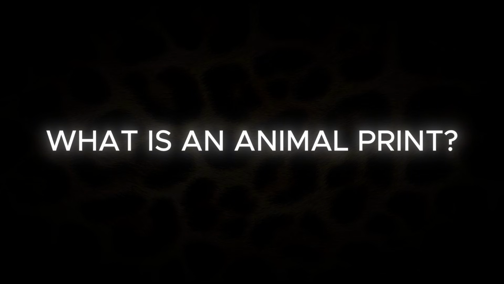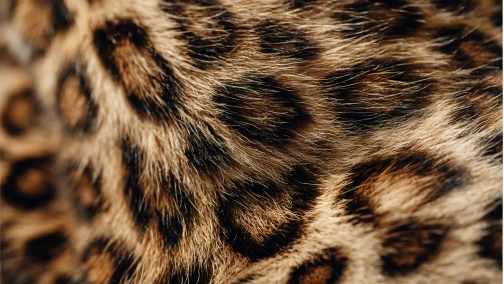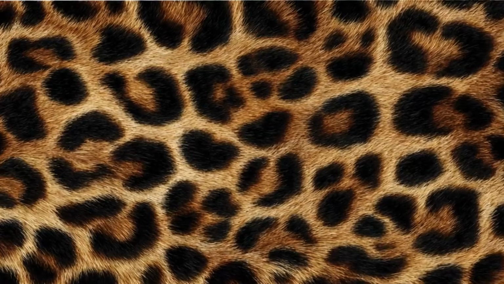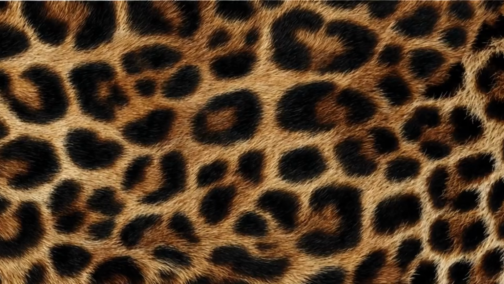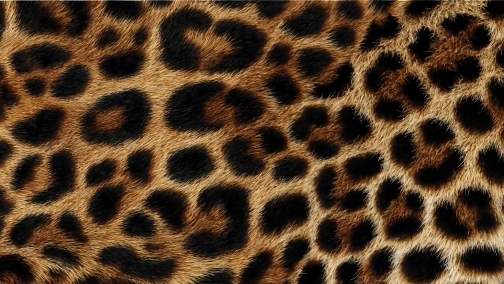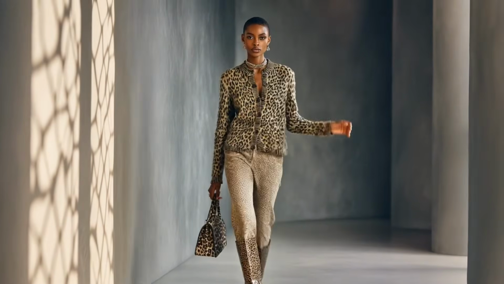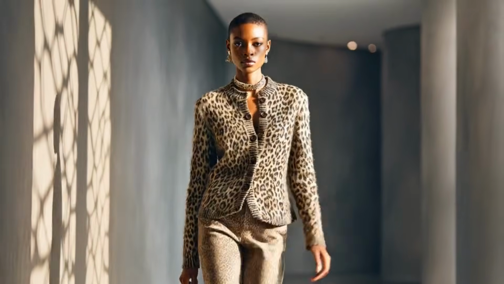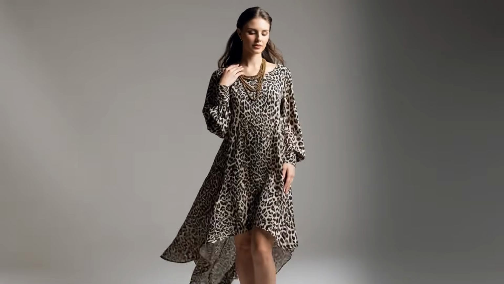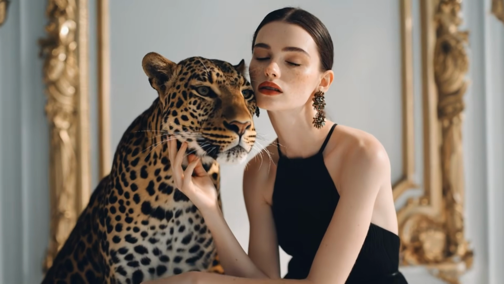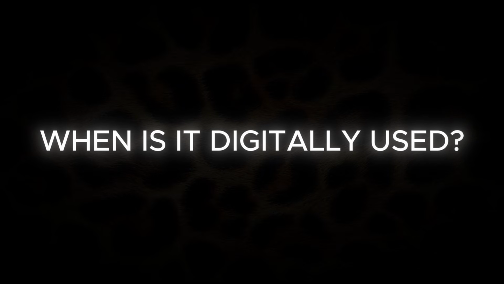What is an animal print? Animal print is a pattern inspired by animal fur or skin, like leopard, tiger, zebra, or snake textures. Leopard print is one of the most popular because it instantly gives designs a bold and fashionable look. You'll see it used everywhere in fashion, streetwear, accessories, and apparel graphics because it adds texture and personality to simple designs.